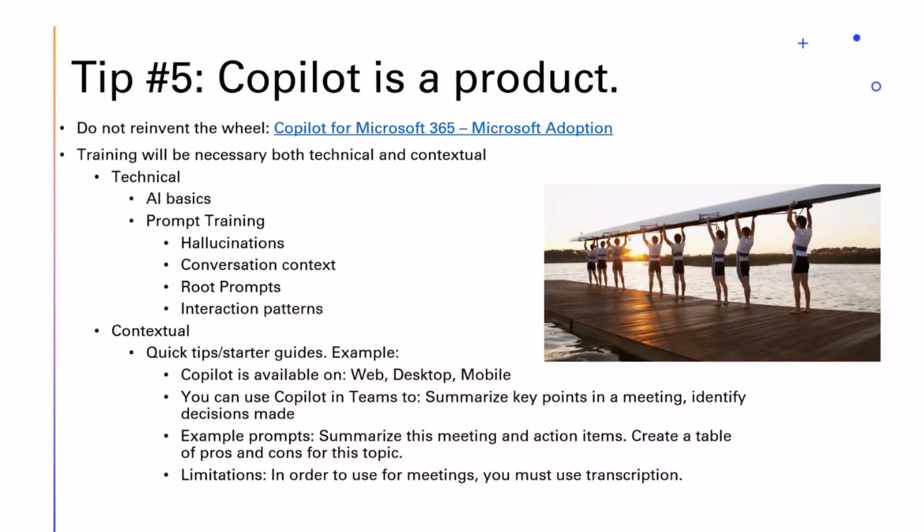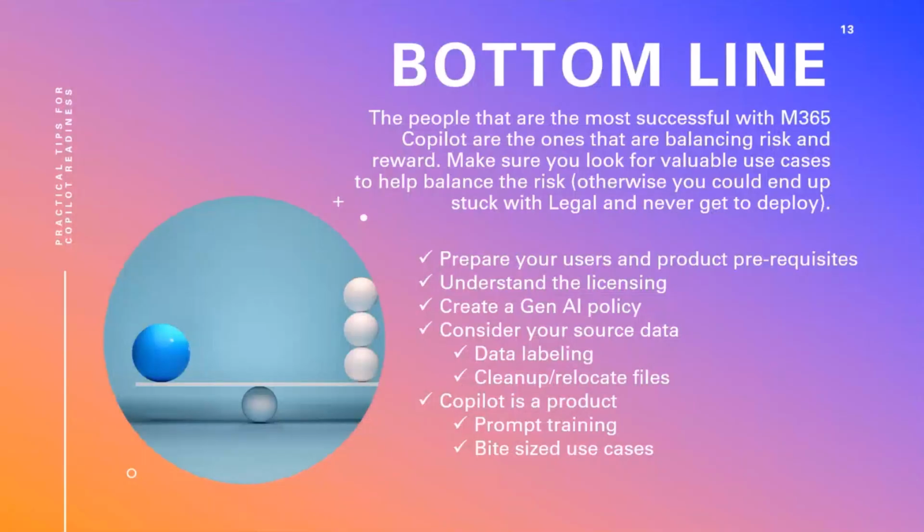And then last slide here, the bottom line is that Copilot is most successful with the people that are balancing risk and reward. So you need to get those use cases out there, those quick starter guides, for people to actually start seeing some benefit. Otherwise, you're going to get buried in the "this is AI, this is scary," and then you're going to get stuck with legal and never even deploy it.